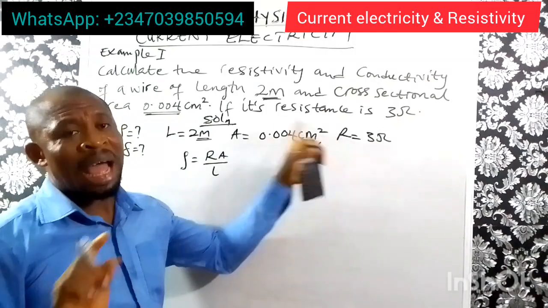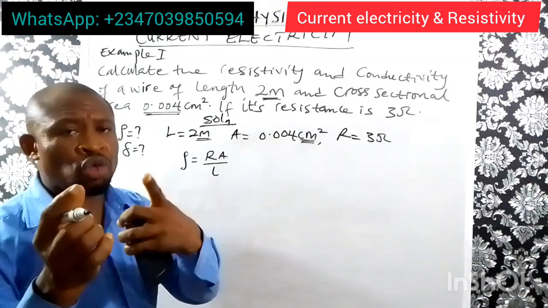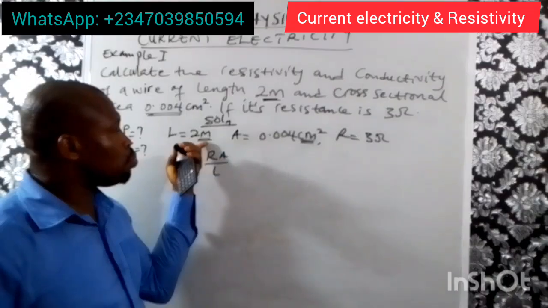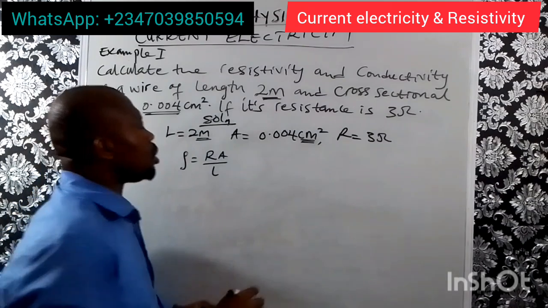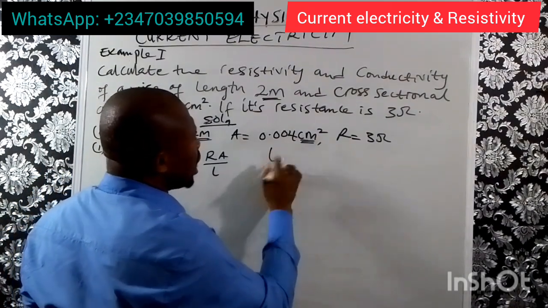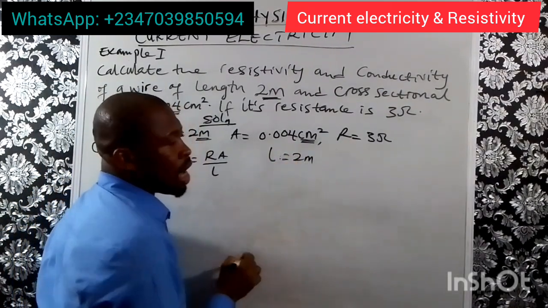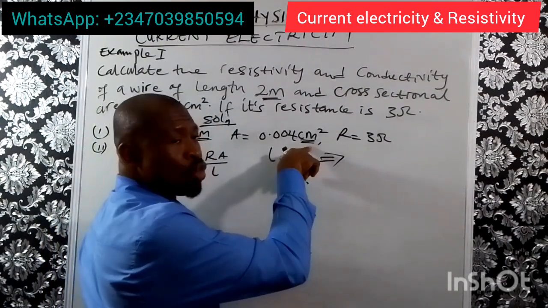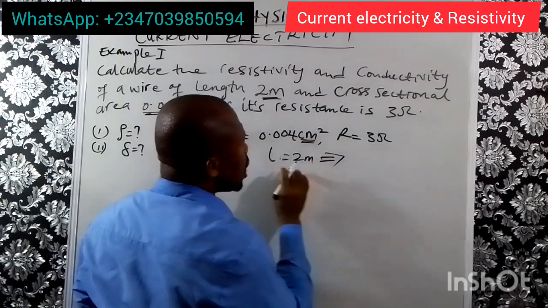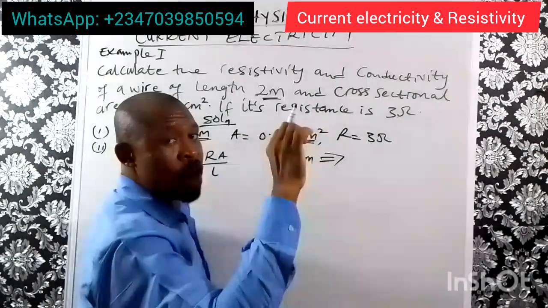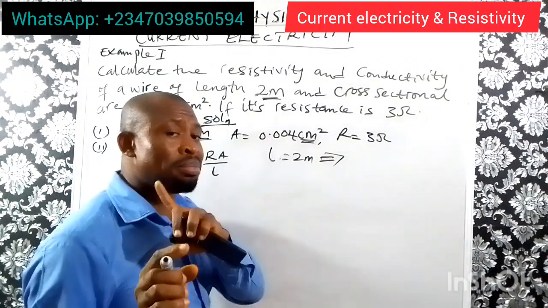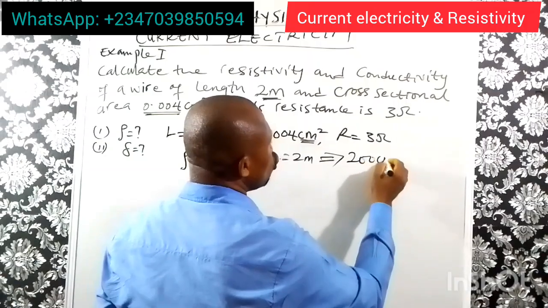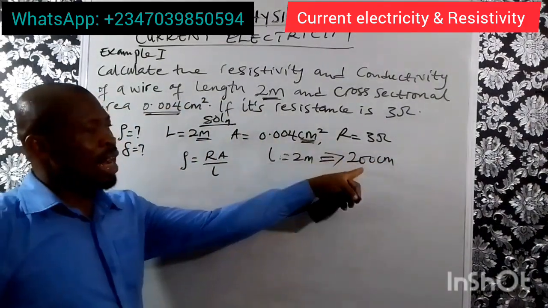There are two ways of solving it. I will solve one of them, maybe you solve the other one. I can put this one to cm. So let the length be, since it is meter, I can convert it to cm. So it will now be the same SI unit with this one. If you are moving from cm to meter, you divide by 100. Now, if you are moving from meter to cm, you multiply by 100, which will give us 200 cm. I think with this now, I can work it.